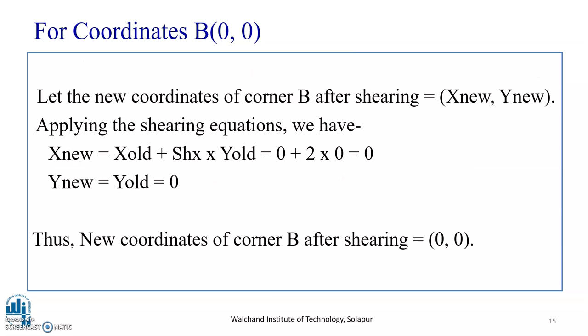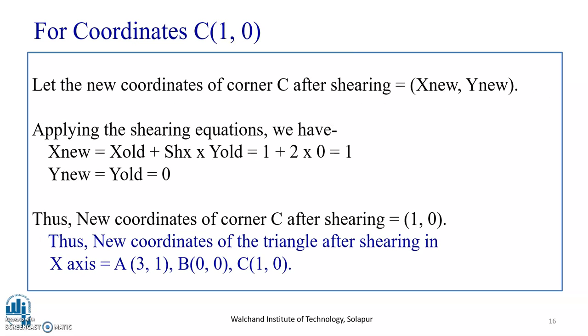Now for the next coordinate of the triangle, B (0, 0). After applying the shearing equation, we have x new is equal to 0 and y new is equal to 0. Thus the new coordinates of corner B after shearing are (0, 0).